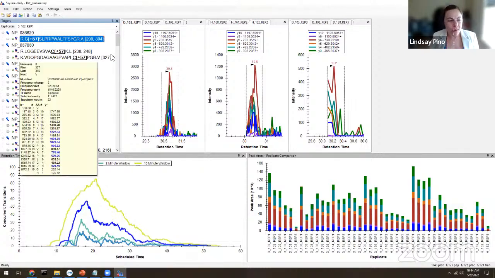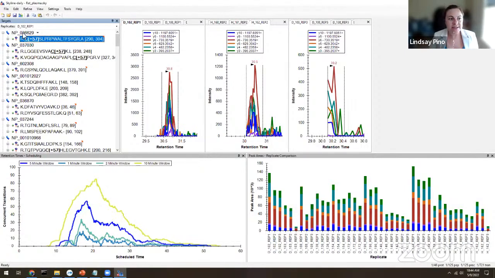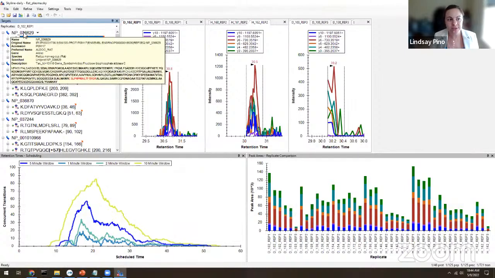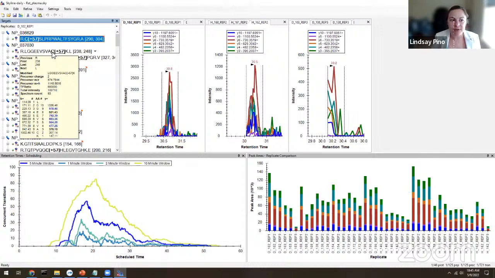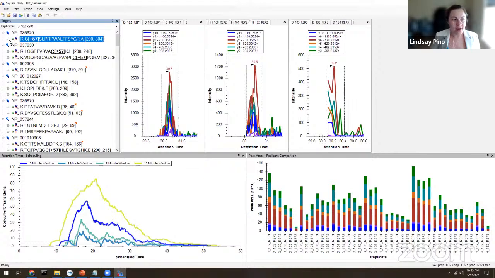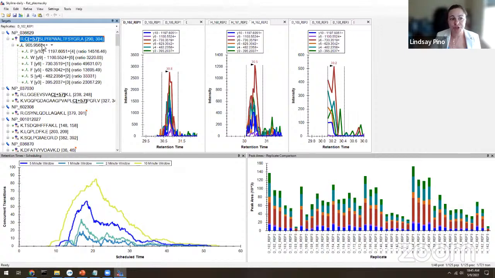A little bit of orientation. On the left-hand side, we have all of those targets. So remember, protein level at the top. If you hover the mouse over the protein, it'll give you all the FASTA info. Then the next level down, we have the peptide. And then if you click on the plus sign next to the peptide, that will show you the precursor m/z value for that charge state. And then the fragment ions that were chosen and refined for this project.